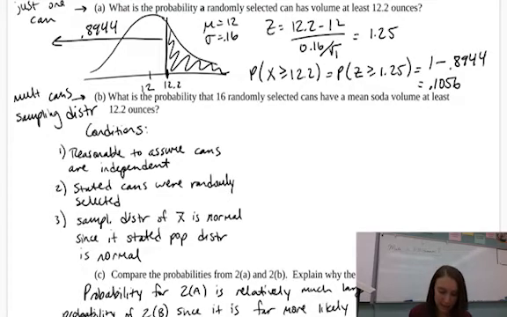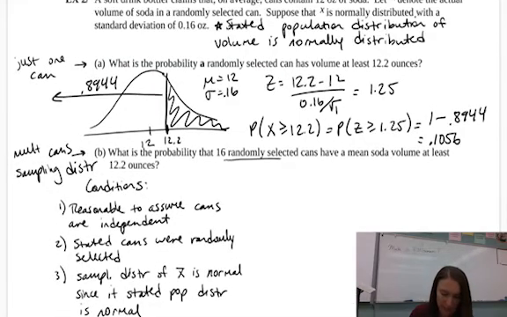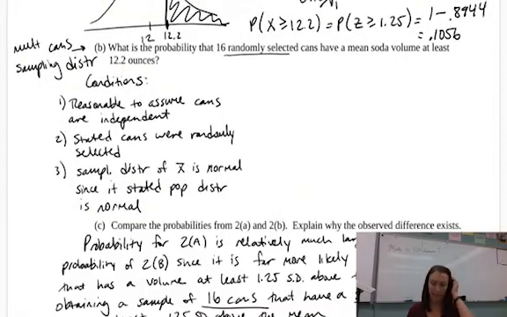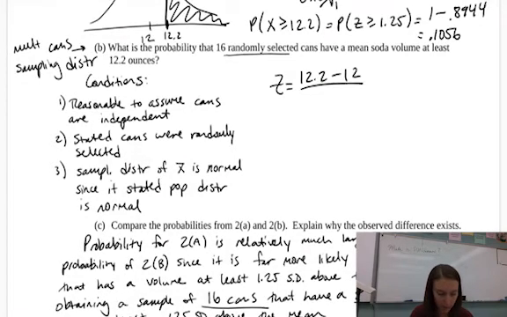So it's reasonable by context alone to assume that the cans are independent. It is stated that the cans were randomly selected. So we would say stated that the cans are randomly selected. And our sampling distribution of X bar is normal since it is stated that the population distribution above was normal. All right, so now I can do my calculations. So Z is going to be 12.2 minus 12 divided by 0.16, but this time our sample size is 16, not 1. So divided by the square root of 16.